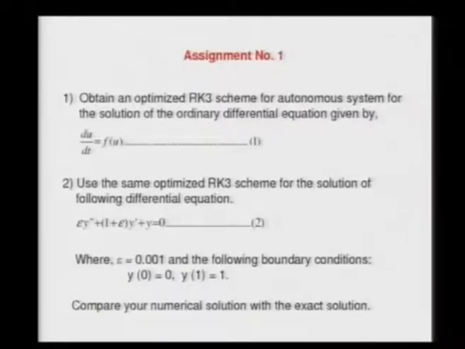Now, in the second part, we want to use the optimized RK3 scheme that you have obtained in the first part to solve the following differential equation. This differential equation, as you notice, has a small parameter epsilon whose value is given as 0.001, and this small parameter multiplies the highest derivative y double prime in this equation. So, you can anticipate that this is going to be one of the traditional boundary layer equations, and you have to solve this subject to the boundary conditions given below, that is y at t equal to 0 is 0 and y at t equal to 1 is equal to 1.